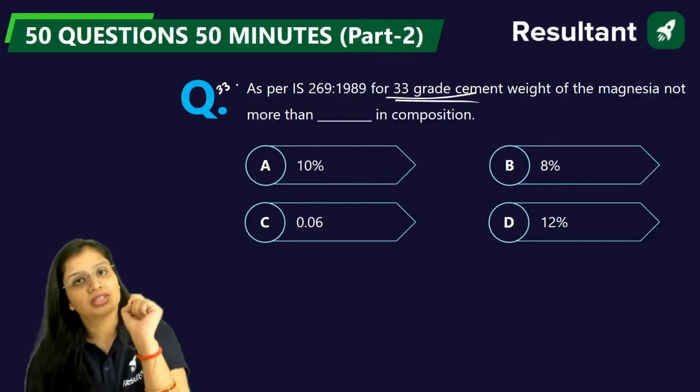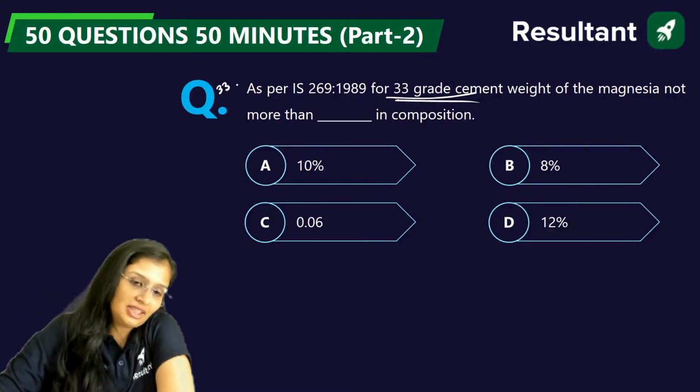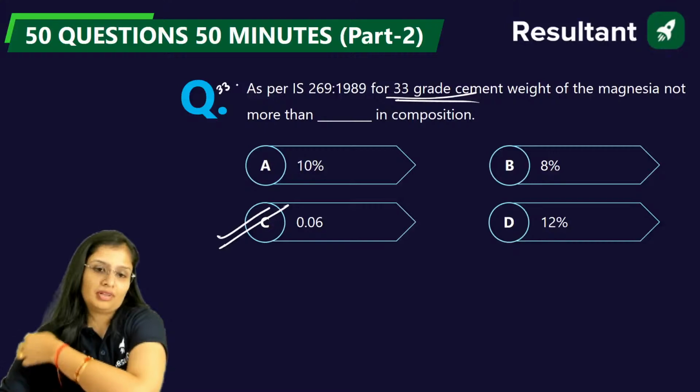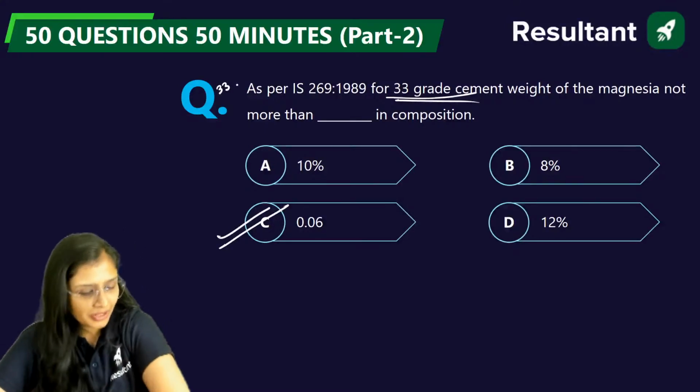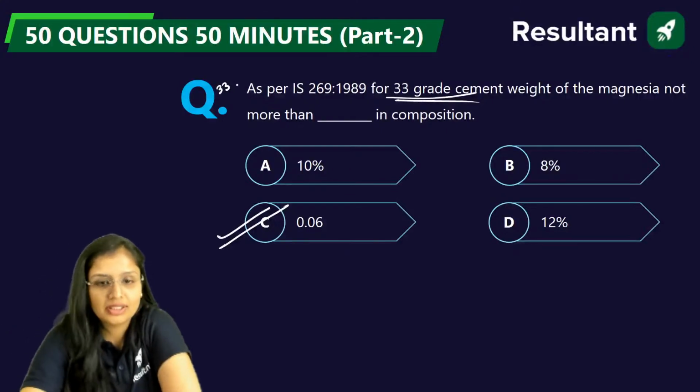That is 6%. 6% means 0.06. It should not be more than this. Okay, it should not be more than 6%. That is 0.06. Should not be more than this.